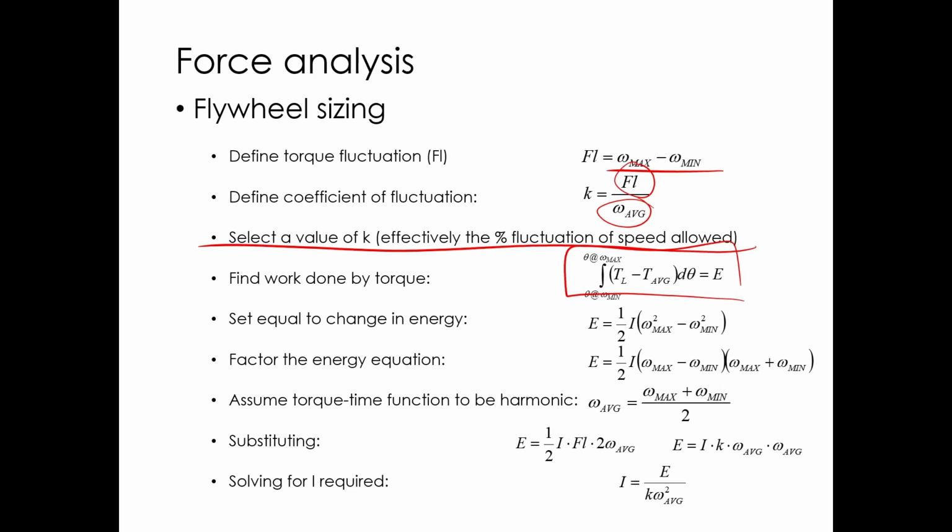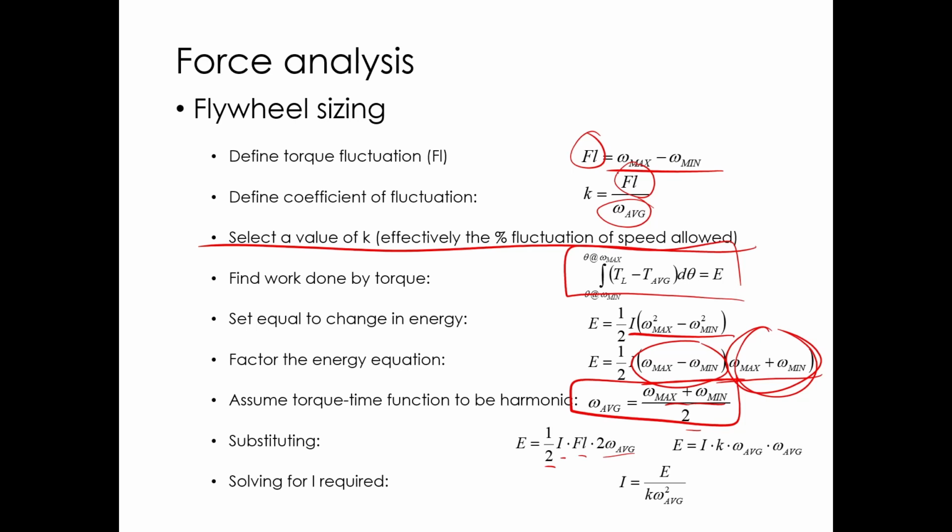We're going to rearrange our energy and get that in terms of our coefficient of fluctuation. That's pretty simple to do. We're going to factor that out into two terms. We're going to replace this term with the omega average. So if we assume it's a simple harmonic motion, which is not a great assumption, but it works okay for this, then we can replace the average angular velocity with the sum of the max and min divided by 2. So we're going to replace this with 2 times omega average. This we've already defined as fluctuation. So the energy side becomes 1/2 I fluctuation times 2 times omega average.